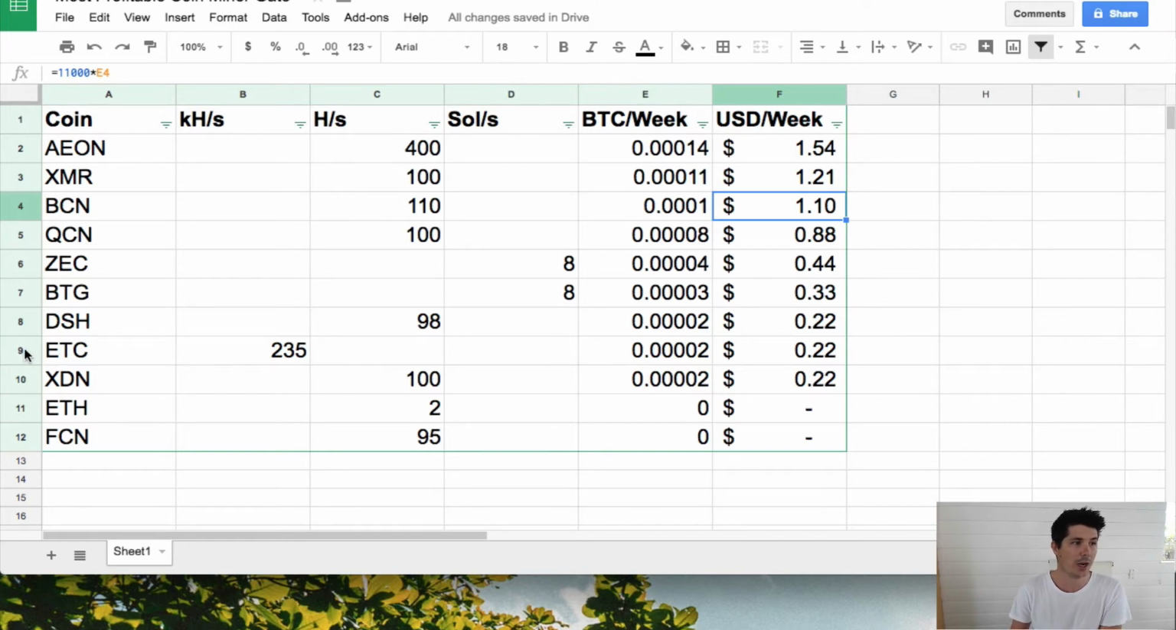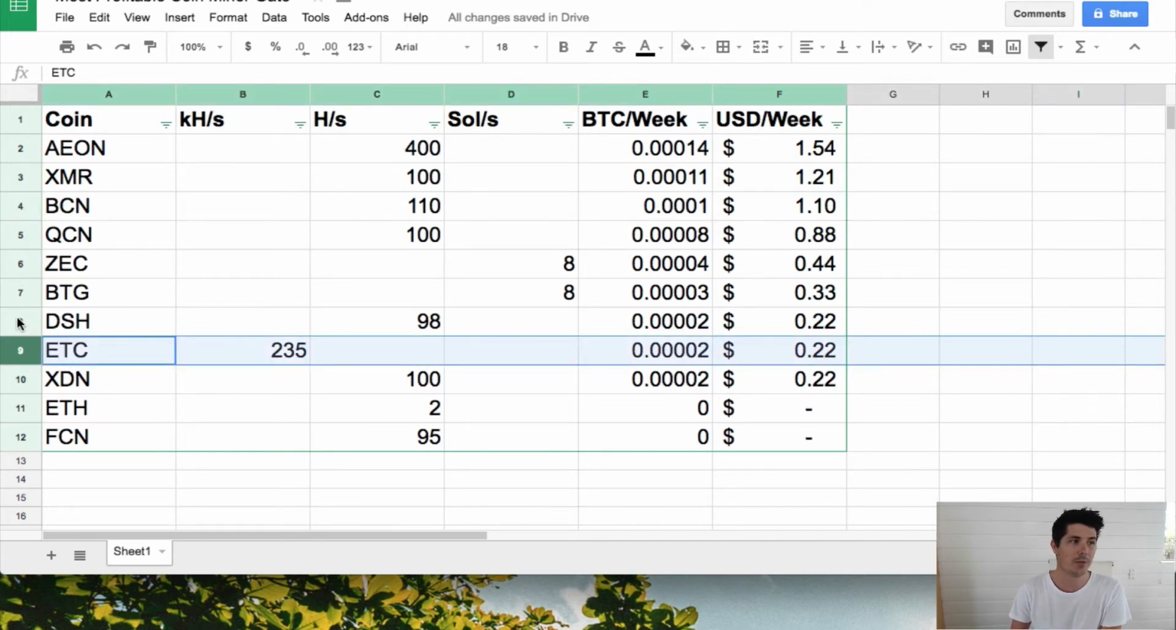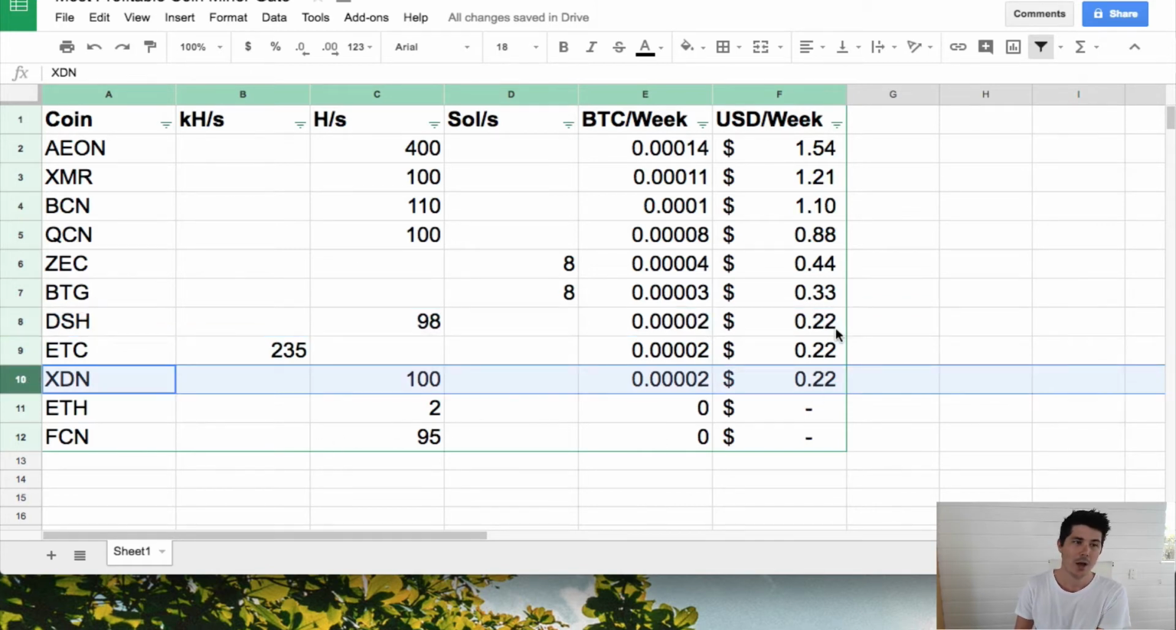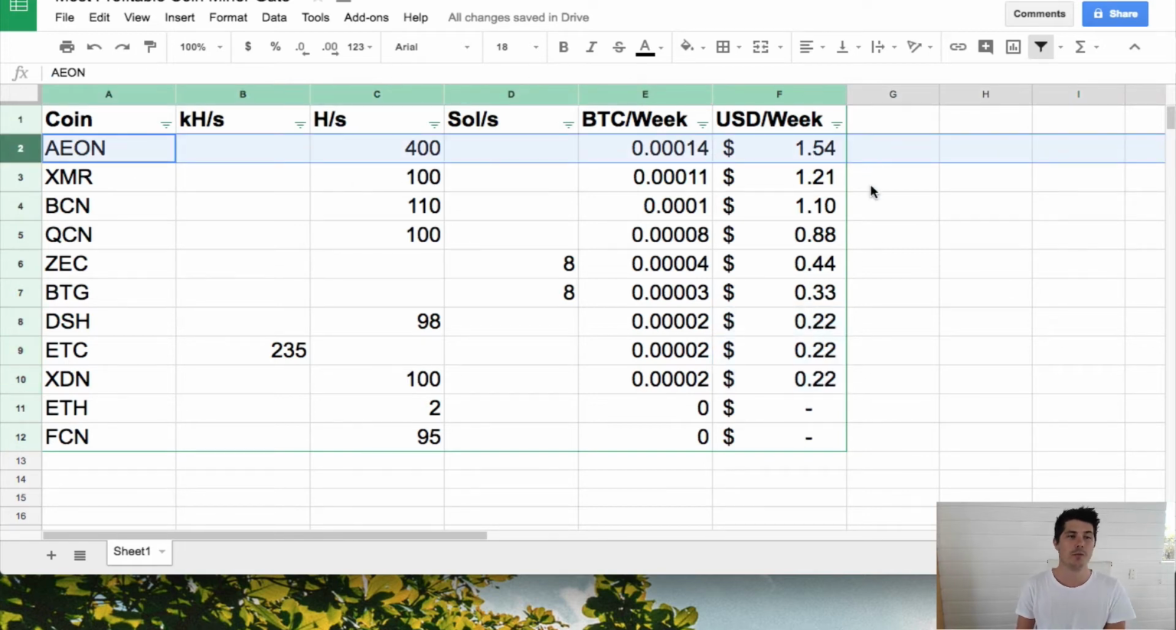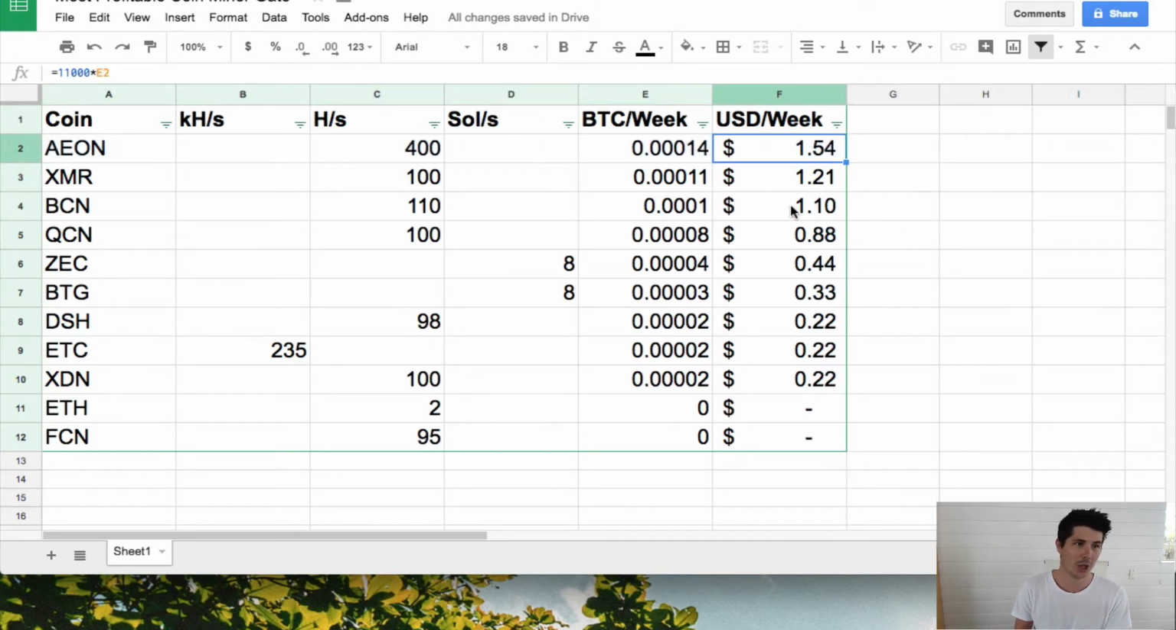So if I was to mine Ethereum Classic, or if I was to mine this Dash coin here, or if I was to mine the XDN, I would only make 22 cents per week. Whereas I can make nearly $1.60, which is about 8 times the money, probably 7 times the money by mining Aeon. So I know we're not talking big dollar amounts here, but the newer your Mac, the more you're going to be able to mine. And because what I'm recording on now is quite an old computer, that's why I've got such low amounts.